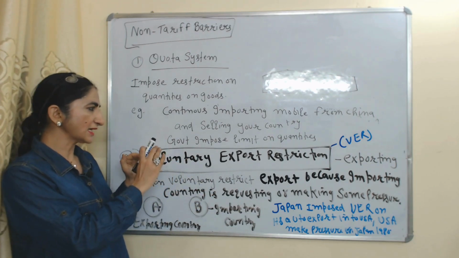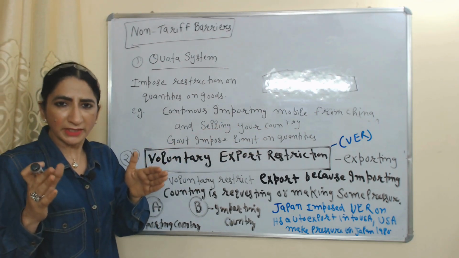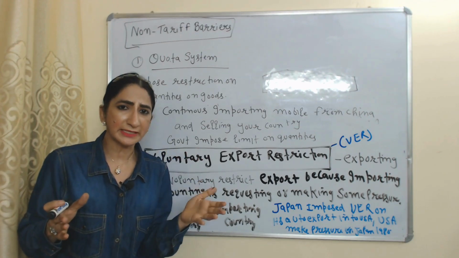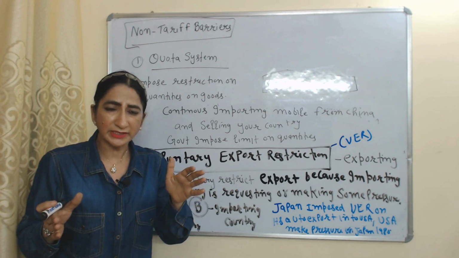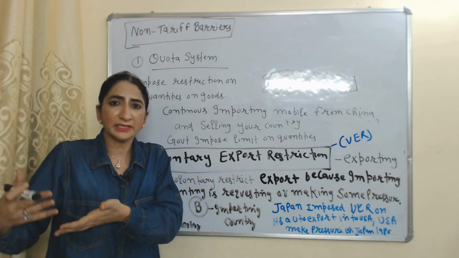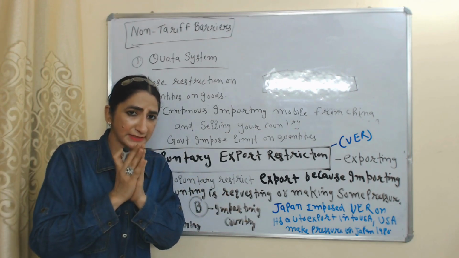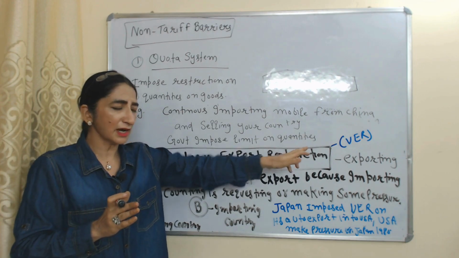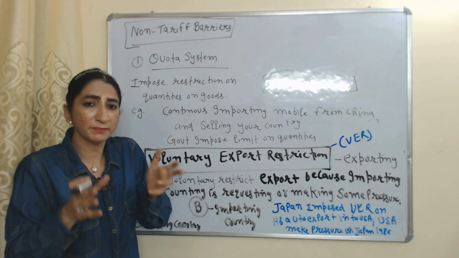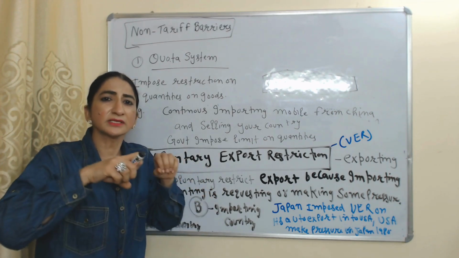Next is voluntary export restriction, or we can say VER. In VER, the exporting country voluntarily reduces its export because the importing country is requesting or putting some pressure on the exporting country.